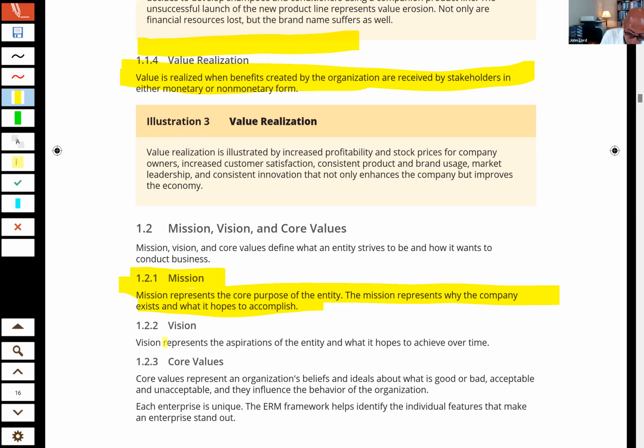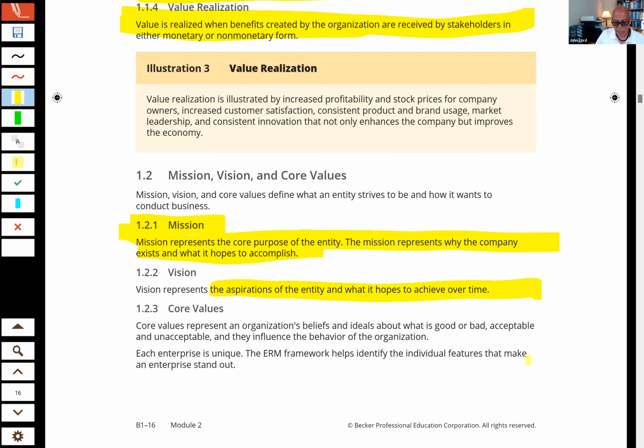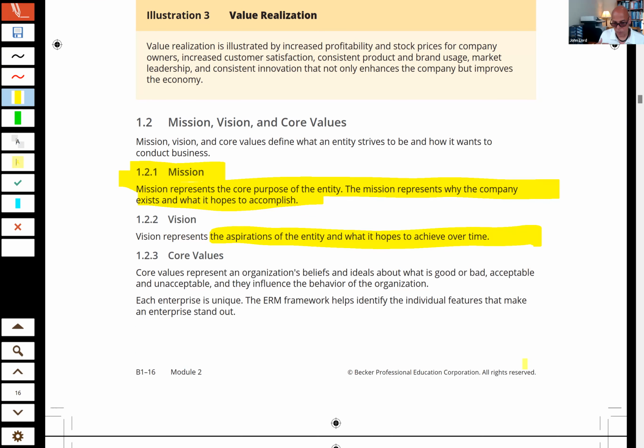Okay, so vision includes aspiration. What does the entity hope to achieve over time? And again, that can be financial, but it could also be to be the industry leader, that sort of thing.